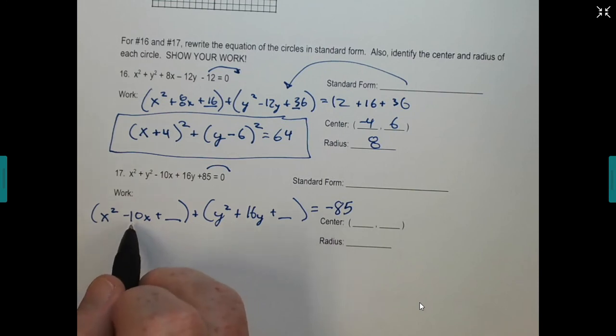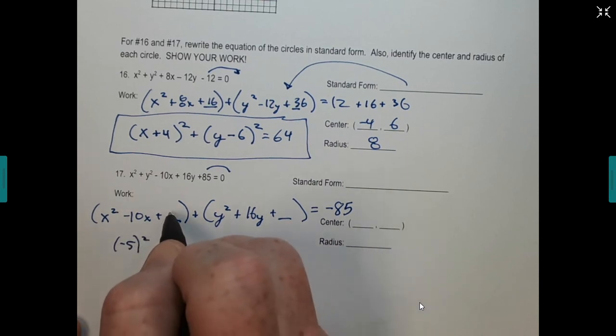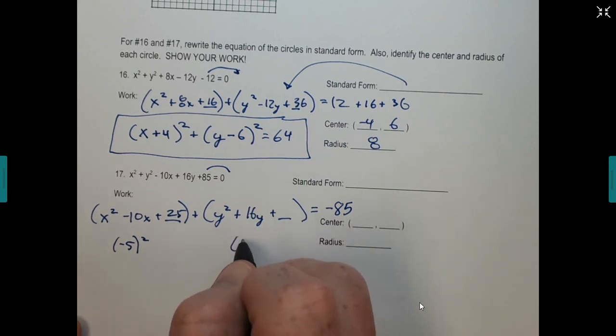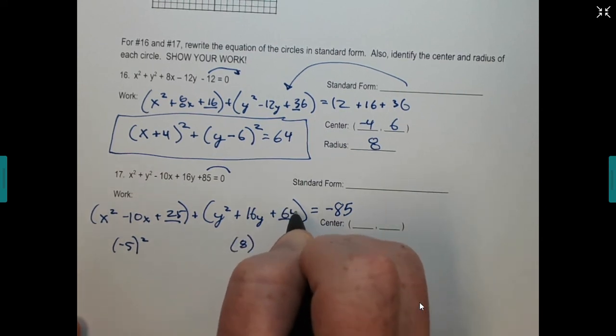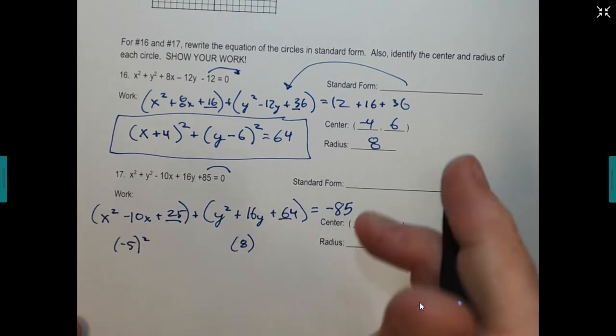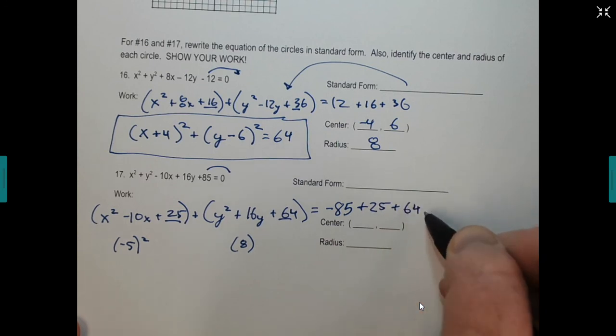Half of negative 10 was negative 5. If I square it, I get 25. Negative 5 times negative 5 is a positive 25. Half of b was 8. And if I square it, I get 64. But if I'm going to plug those in, I got to compensate also by doing the same thing on the other side.